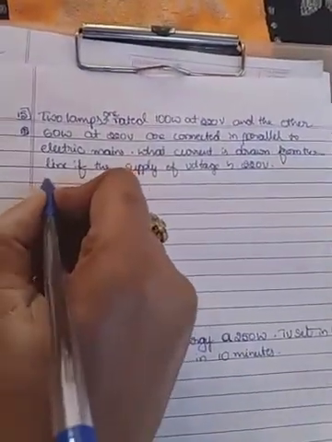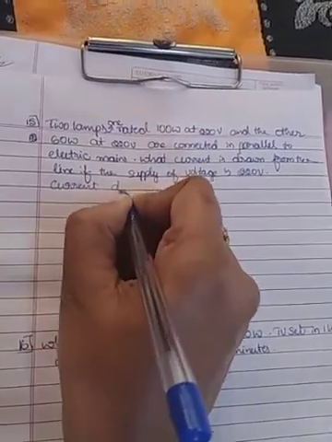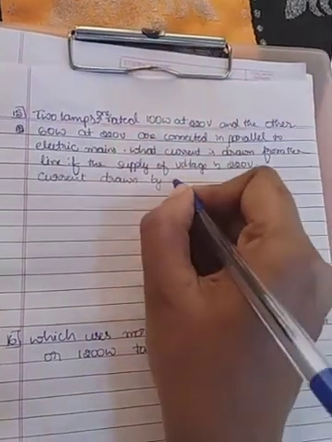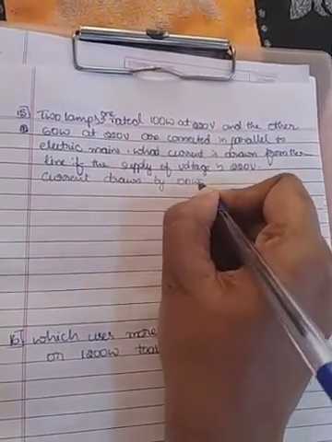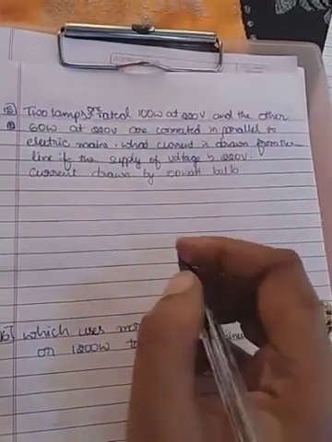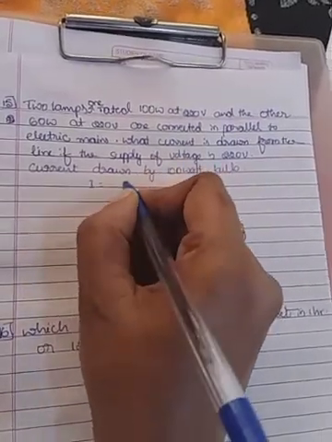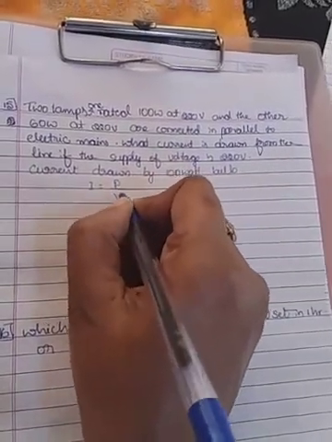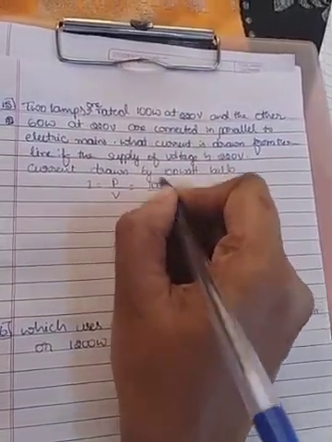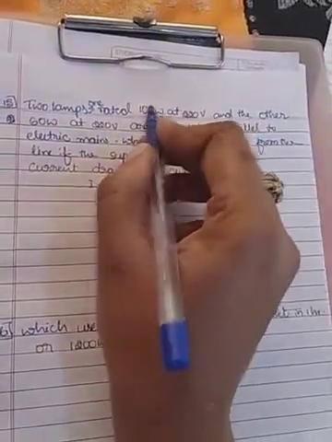First we have to find out the current drawn by the first one, the 100 watt bulb, right? That thing we have to take, 100 watt. W means watt, the power unit. The formula for this is I equals P divided by V. P is power, 100, divided by V, 220. 220 they have given, no?